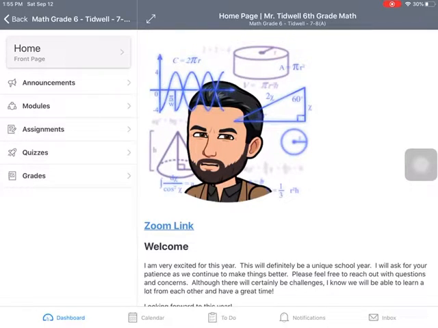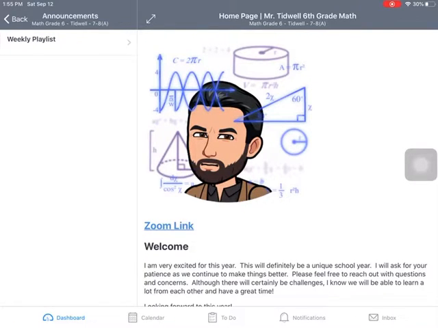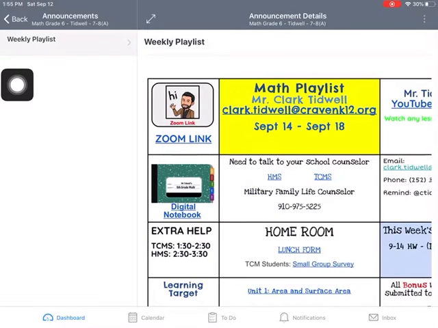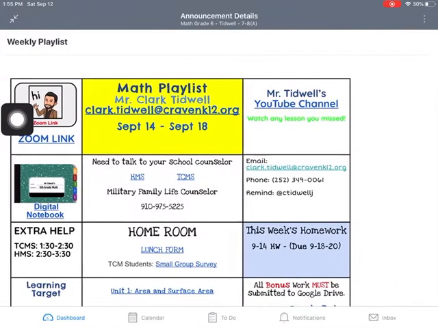So the first thing that we're going to do is I want to show you guys our new playlist. Now, we know how to get to the playlist. We go here to announcements and then weekly playlist. And I'm going to make the screen a little bit bigger. So here you can see I've added a few more things to the playlist because we're going to start using this more and more as a class, okay?